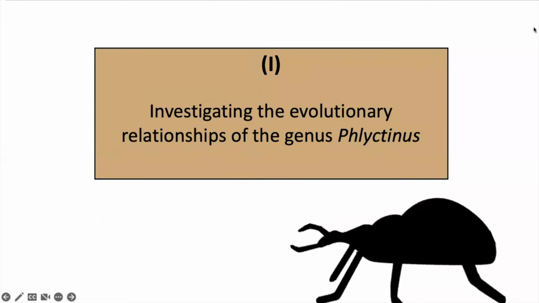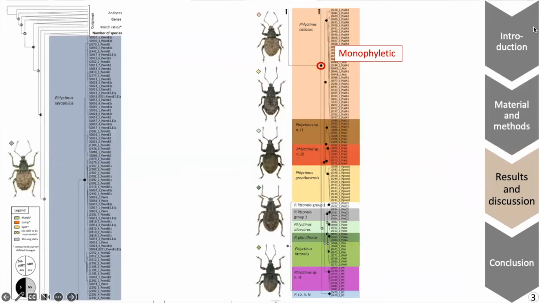So first, we provide new insights on the evolutionary relationships of the genus Phlyctinus. The phylogenetic tree from maximum likelihood analysis is represented here. It confirms the genus Phlyctinus as monophyletic and well supported. The lineages selected for the study are highlighted by colored boxes.